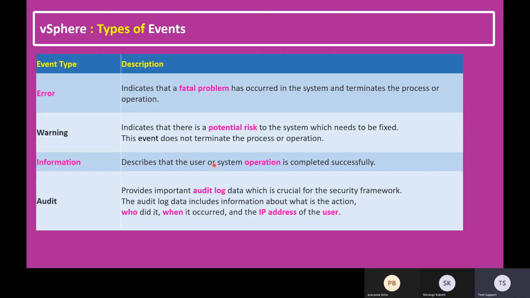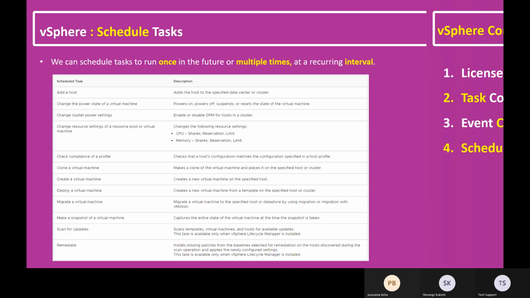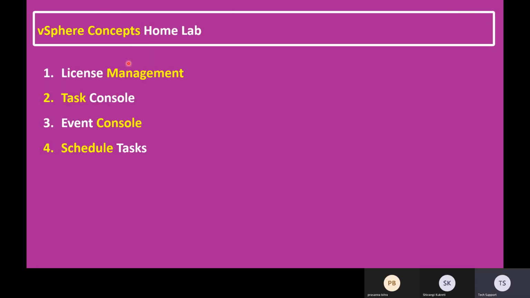So let's go back to our lab. We'll verify the licensing management, and we'll verify the task console and also the event console and scheduled task. So this is today's concepts. If you have any questions, let me know.